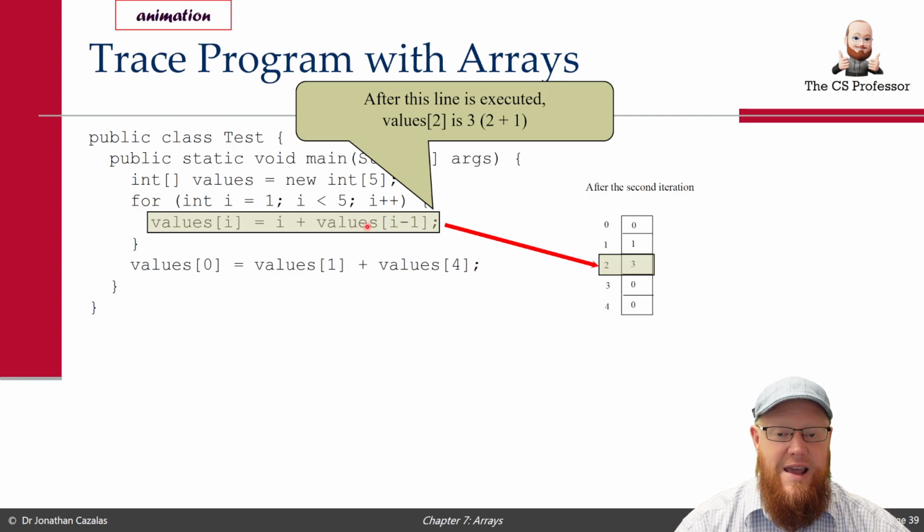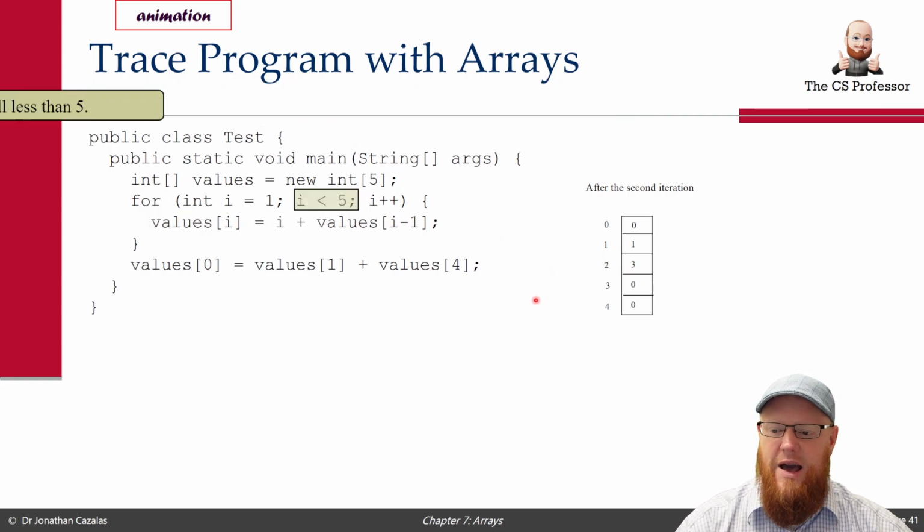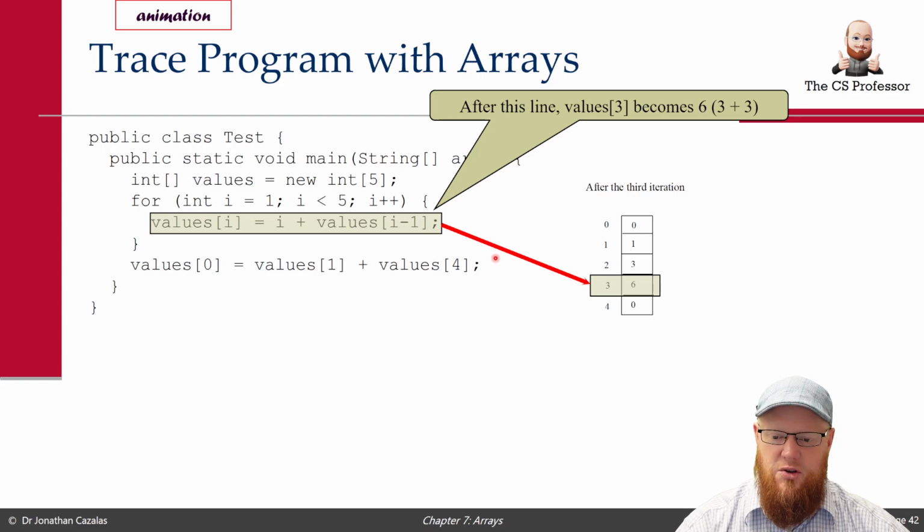What do we do here? Take the values at index i minus 1, so at 2 minus 1. So take the value at index 1, add it to the value of i, which is currently 2, so now we get 2 plus 1 is 3, and then save that into index 2. So we save a 3 into index 2. i++, i is 3, 3 is less than 5. We take the value at index 3 minus 1, the value at index 2, which is 3. We add that value to the value of i, which is 3. 3 plus 3 is 6. We save 6 into index 3.